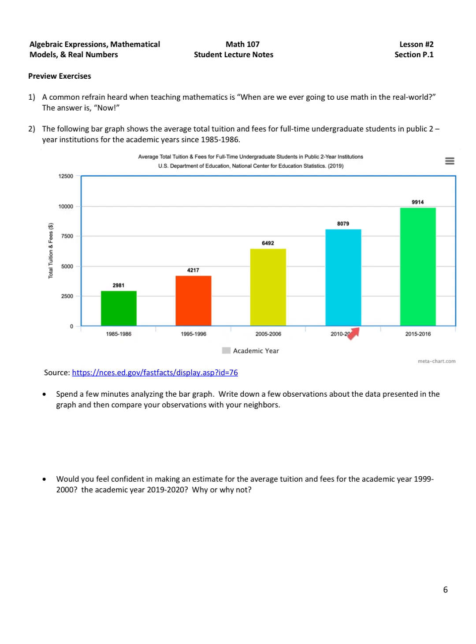So here's a bar graph that shows average total tuition and fees for full-time undergraduate students in public two-year institutions for academic years since the 85-86 academic year. This says that in the 85-86 school year, tuition was just shy of $3,000. 10 years later, 95-96, it's about $4,200. And 10 years after that, about $6,500, etc.